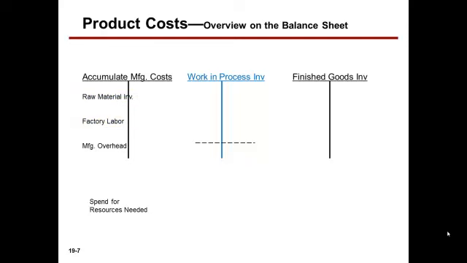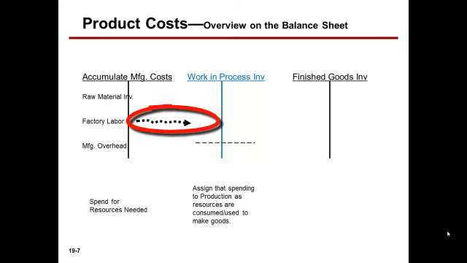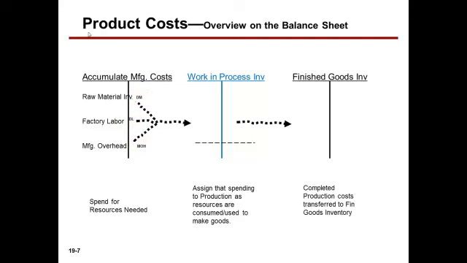As the production process makes goods, there's a need to assign that spending to the production itself. The spending is moved into the work in process inventory account. All three cost elements are collected in the work in process inventory: direct material, direct labor, and manufacturing overhead. And then, as finished product emerges, completed production costs are transferred to a finished goods inventory account.